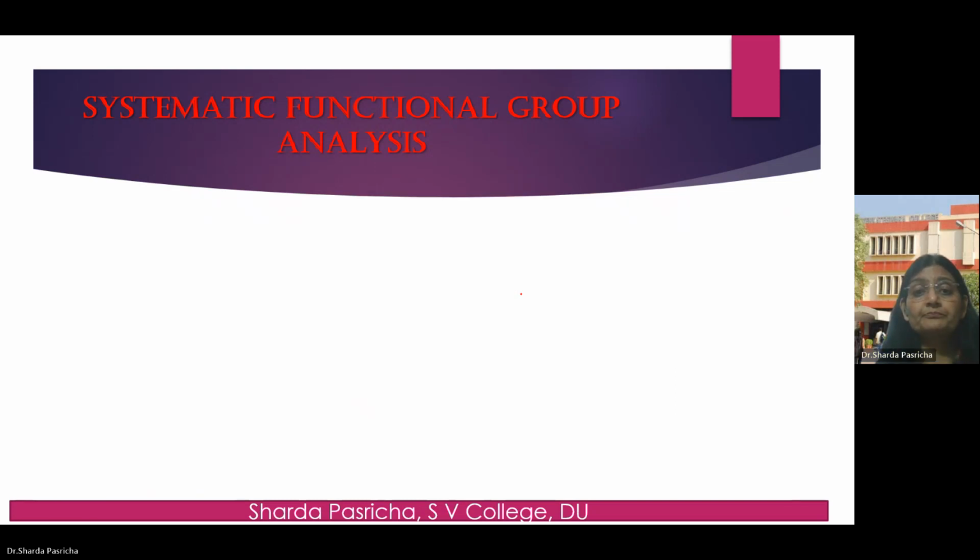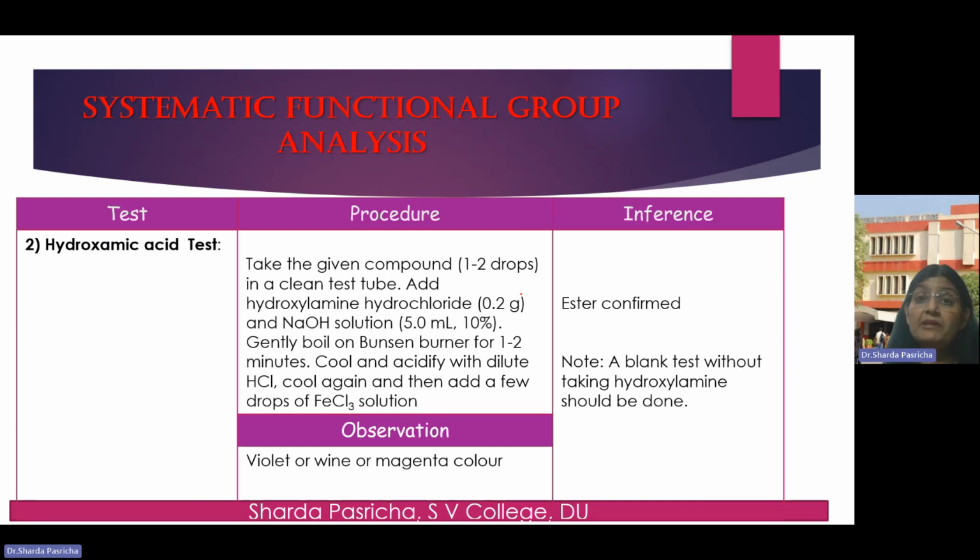Okay. The next is the confirmatory test for the esters, that is the hydroxamic acid test. For that, you will take 1 to 2 drops of your organic compound in a Keene test tube, add 0.2 grams of hydroxylamine hydrochloride, and 5 ml of 10% sodium hydroxide solution. You gently boil the contents of the test tube on a Bunsen burner for about 1 to 2 minutes. Cool the solution, acidify it with dilute HCl.